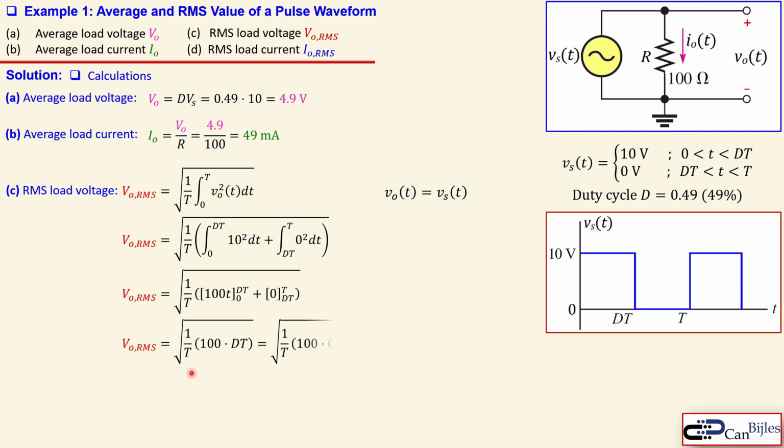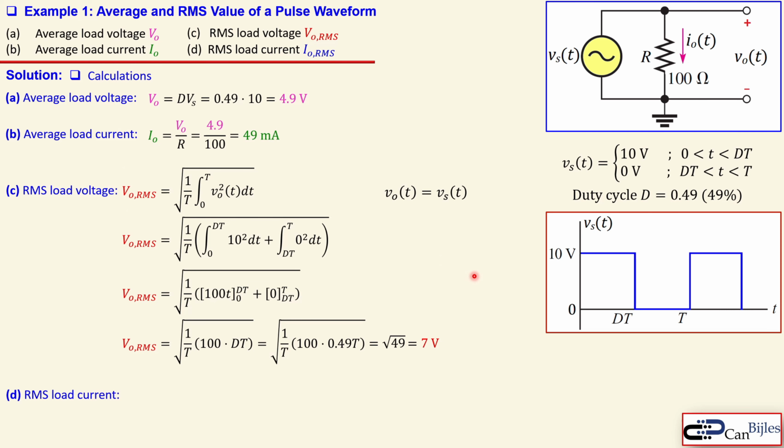Now what you have is the following. The T will go, so that will be the square root of 100 times 0.49, which is the square root of 49. The square root of 49 is exactly 7 in this case. So your RMS voltage is 7 volts. It's interesting: the average voltage is 4.9 volts, but your RMS voltage is 7 volts. So that is the difference between these two parameters.